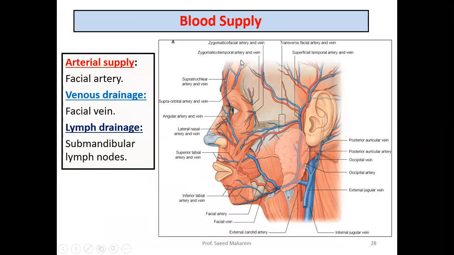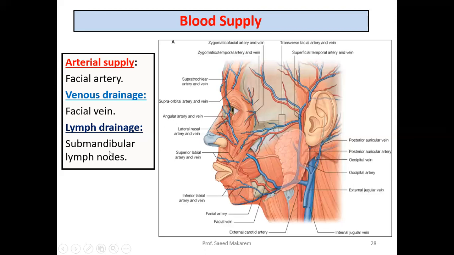Coming to the blood supply of the sublingual gland, it is supplied by the facial artery, and the venous drainage is by the facial vein. So this is the facial artery coming from the external carotid artery, and here is the facial vein draining. It is very close to the sublingual gland, and it will drain the submandibular and sublingual gland. Supplied by the facial artery, drained by the facial vein.